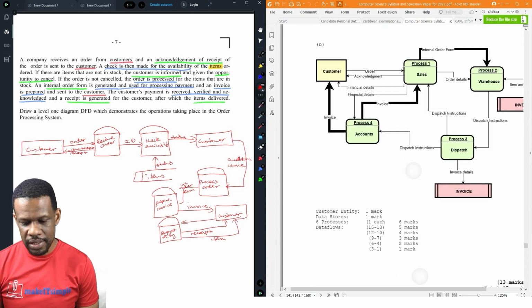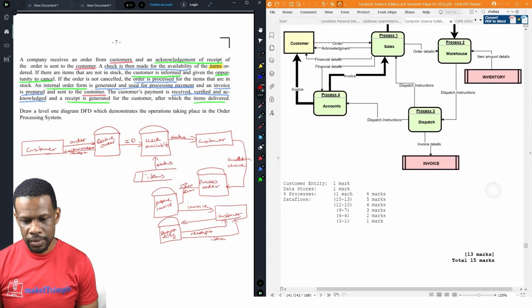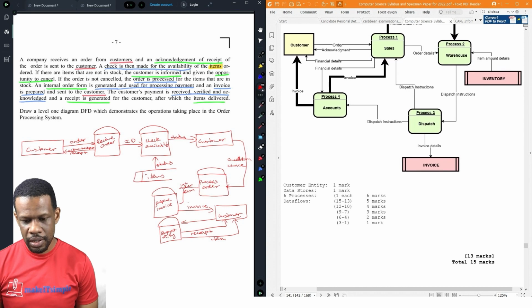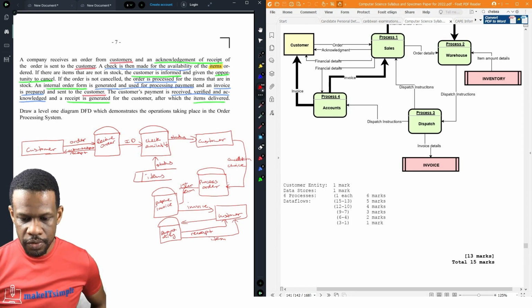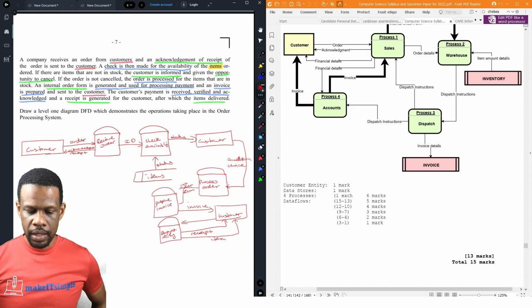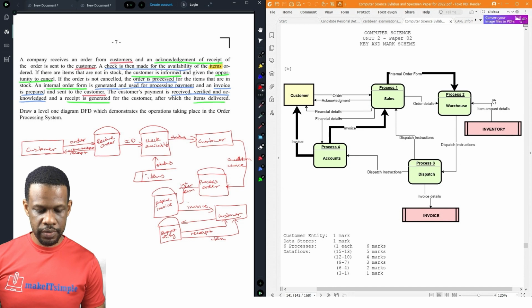And then 15 to 13 data flows, 5 marks. 12 to 10 data flows, 4 marks. 4, 5, 6, 7, 8, 9. But they only have 10 data flows in their answer. 1, 2, 3, 4, 5, 6, 7, 8, 9, 10, 11, 12, 13. No, they have bigger data flows and smaller data flows, so they have 13. But they have 15 to 13 data flows. Yeah, this one has 1, 2, 3, 4, 5, 6, 7, 8, 9, 10, 11, 12.